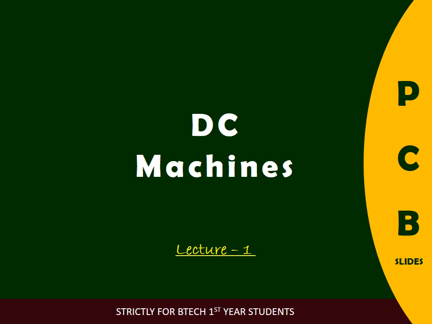These electrical machines are of two types depending on the type of supply. If it is a DC supply, it will be a DC machine. If it is an AC supply, then it will be an AC machine. And depending on the type of application, they are again classified into two types. One is the generator, which converts mechanical energy to electrical energy, and the second one is the motor, which converts electrical to mechanical. Now moving to the next slide.